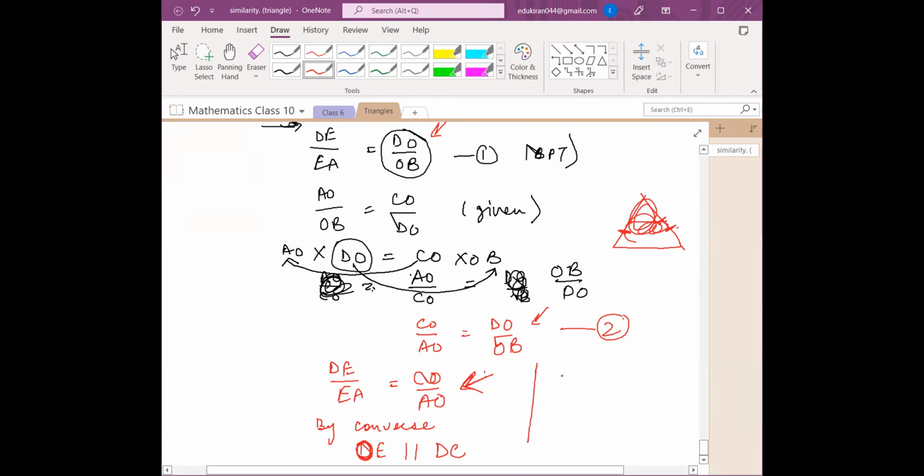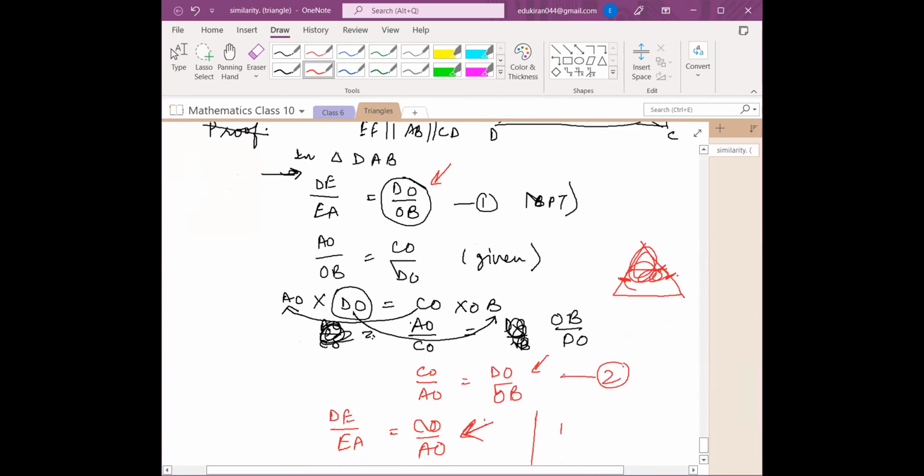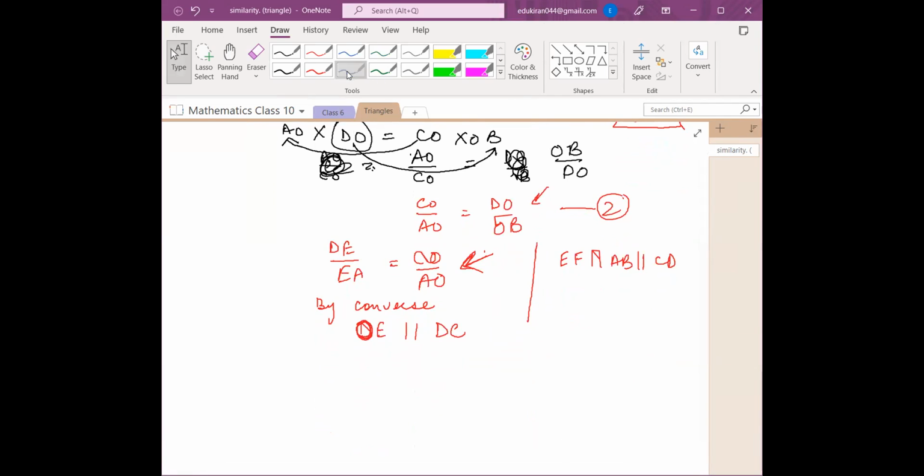Fine. And by construction, what have you done, Martin? EF is parallel to AB is parallel to CD. Okay. So what are you concluding from here? That DC is parallel to AB. From equations 3 and 4. So this is 3 and this is 4. So now you are writing DC parallel to AB.